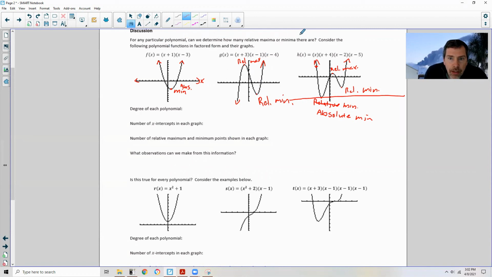So for any particular polynomial, can we determine how many relative maxima or minima there are? Consider the following polynomial functions in factored form. So this is in factored form, but how many factors does it have? It has two factors.